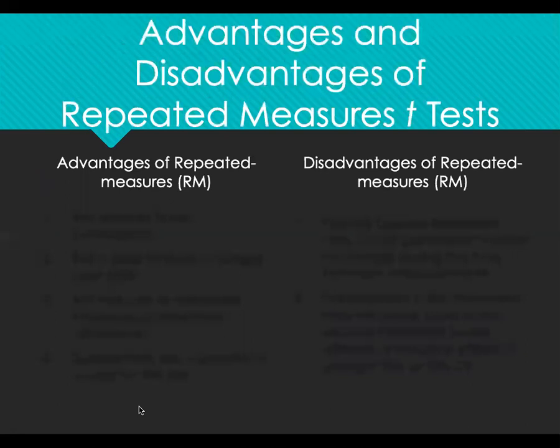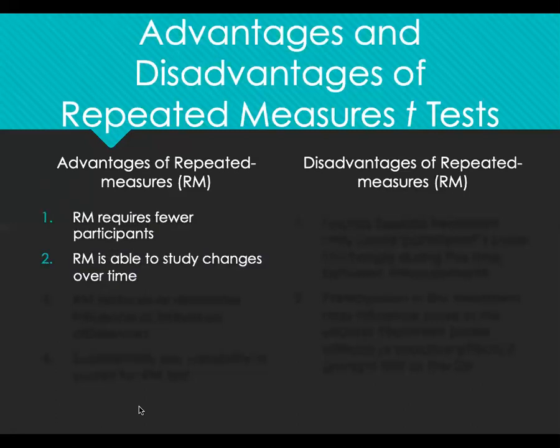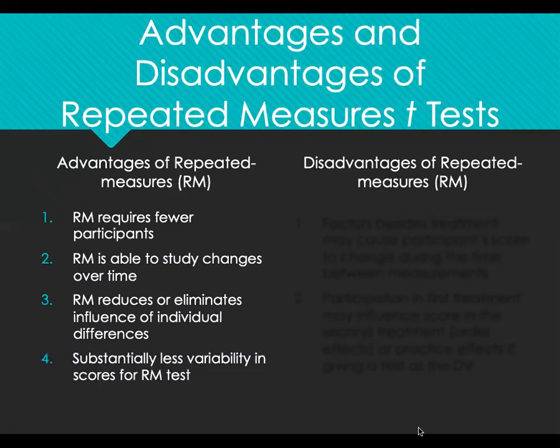Okay, advantages and disadvantages of this kind of research design. And you would learn a lot more about this in far greater detail in a research methods course. So I'm just going to briefly go over these. Some advantages of a repeated measures design. Repeated measures require fewer participants, right? You use the same group of participants over two different conditions or levels of the independent variable, so you don't need as many participants, and that's kind of nice.